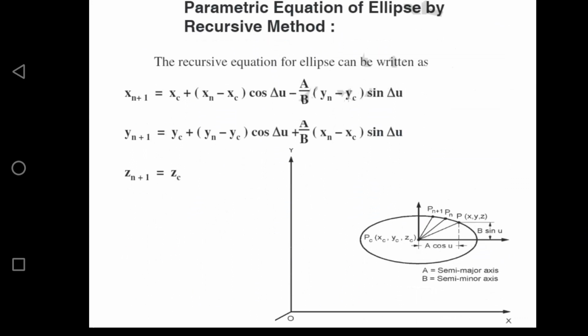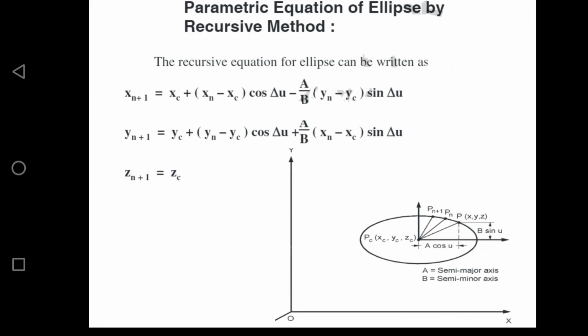So yn plus 1 will be yc plus (yn minus yc) cos delta u plus (a by b) (xn minus xc) sine delta u, and zn plus 1 will be zn. So if you simplify this one, you are going to get these equations. The only difference here is that we have the semi-major axis and semi-minor axis, nothing else.